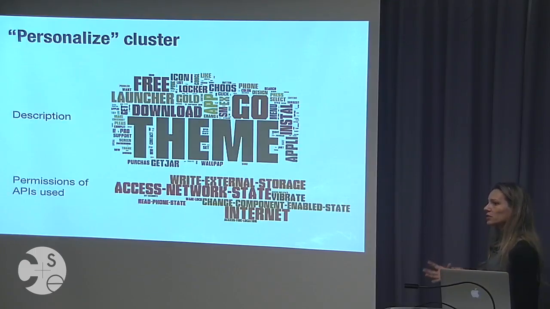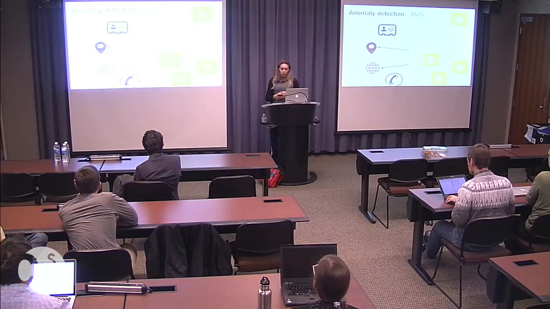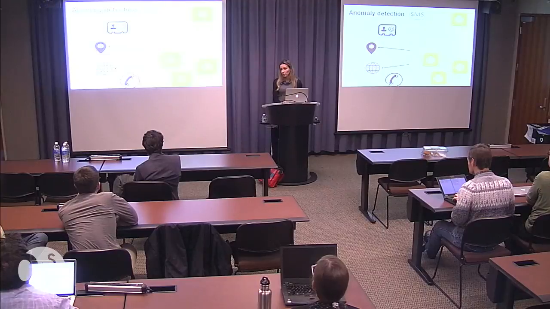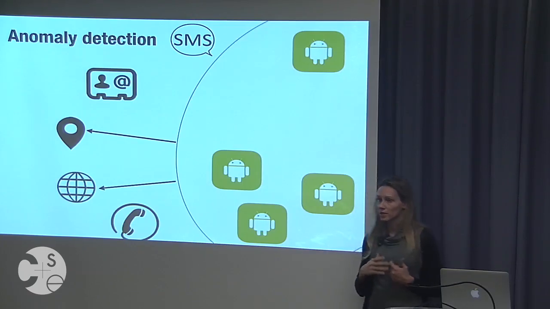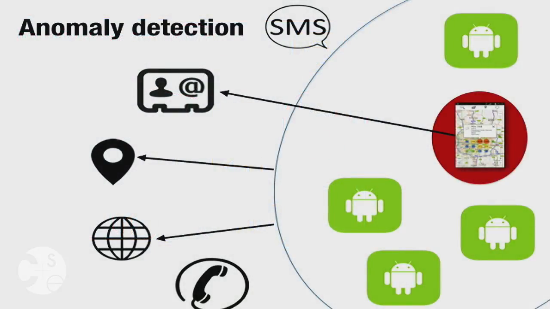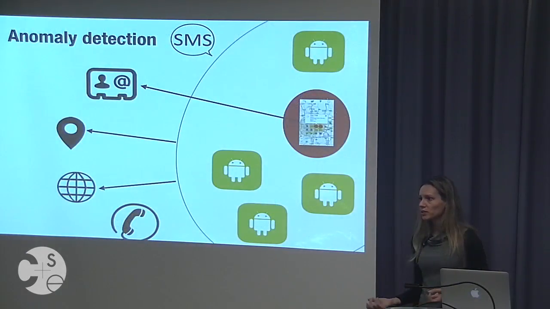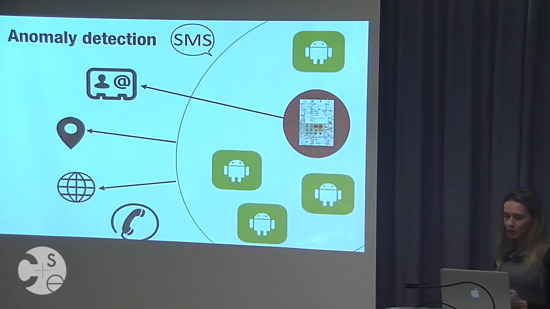Okay, so at this point, each cluster has somehow a notion of what is the typical behavior. And what we do then is we do simply anomaly detection. So if we know that in a cluster, it is common to access the location or to access the internet, then if we see that an application, in this case, London restaurants, also accesses the account information, then we flag this as an anomaly. How do we do this in practice? We use the K nearest neighbor to do that, and we simply use the API calls as binary features for that. Okay, so pretty standard techniques.